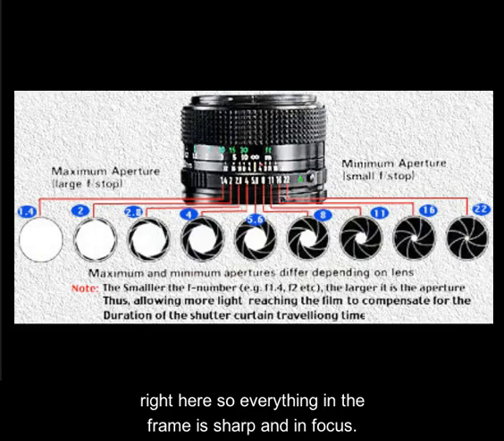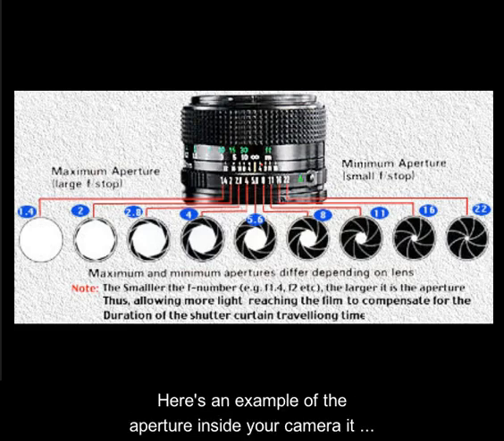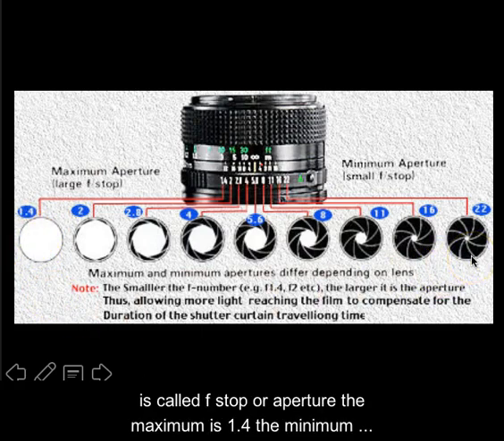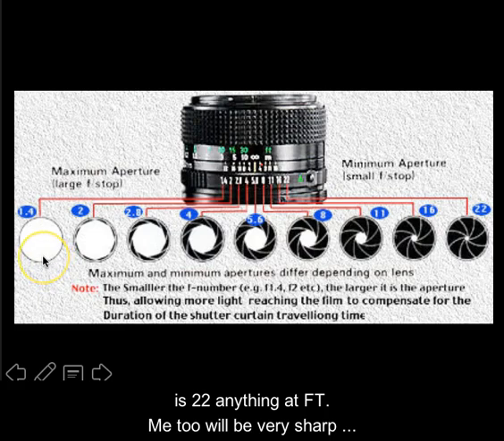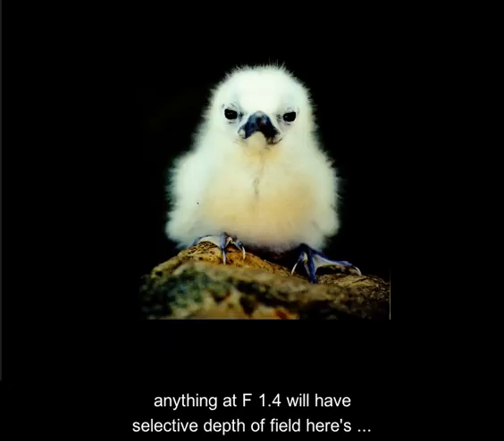Here's an example of the aperture inside your camera. It is called f-stop or aperture. The maximum is 1.4. The minimum is f22. Anything at f22 will be very sharp. Anything at f1.4 will have selective depth of field.